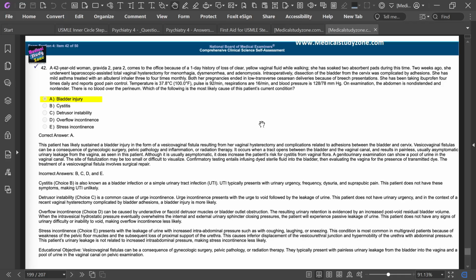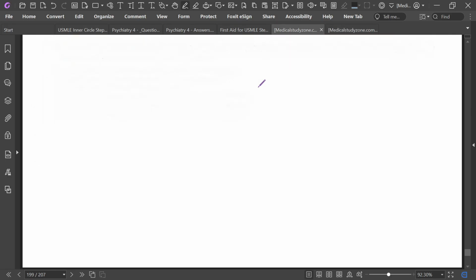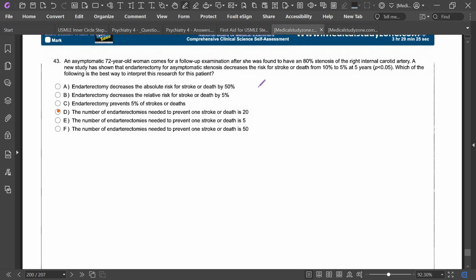Next, an asymptomatic 72-year-old woman comes for a follow-up exam after she was found to have 80% stenosis of the right internal carotid artery. A new study has shown that endarterectomy of asymptomatic stenosis decreases the risk for stroke or death from 10% to 5% at 5 years. Okay, and it's significant. Does that indicate number needed to treat or number needed to harm?